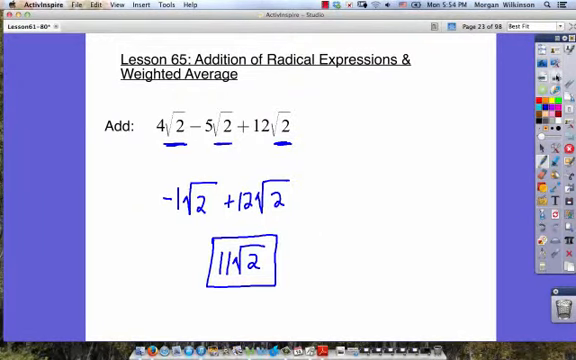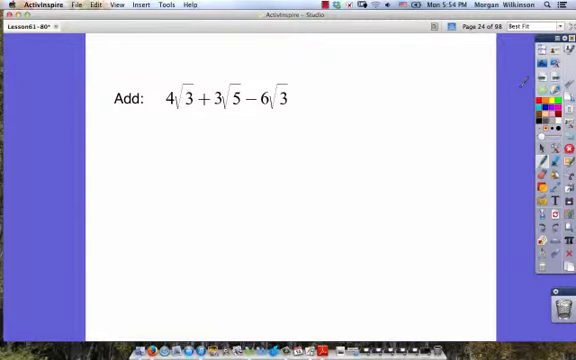Let's look at another one. Here we have to add 4 times the square root of 3 plus 3 times the square root of 5 minus 6 times the square root of 3. Notice all of our square roots aren't the same this time. So first we're going to figure out how many square roots of 3 we have. Well, we got 4 square roots of 3 minus 6 square roots of 3. So 4 minus 6, that must be negative 2. So we must have negative 2 square roots of 3. Then to that we're going to add 3 square roots of 5. So plus 3 times the square root of 5. And we've got our final answer.